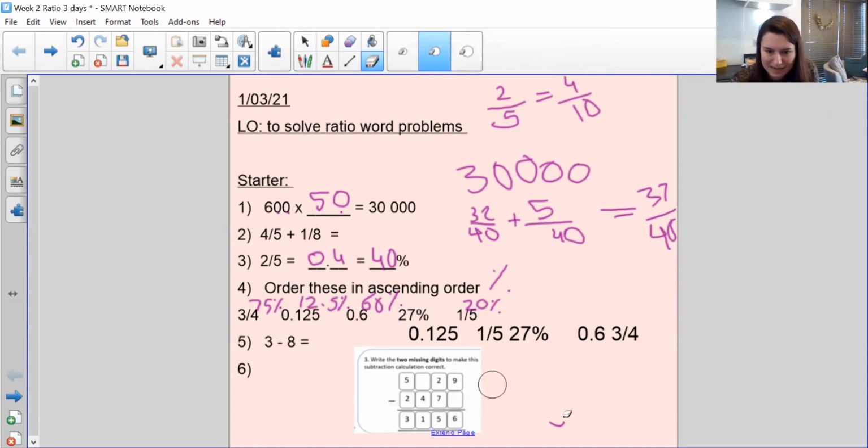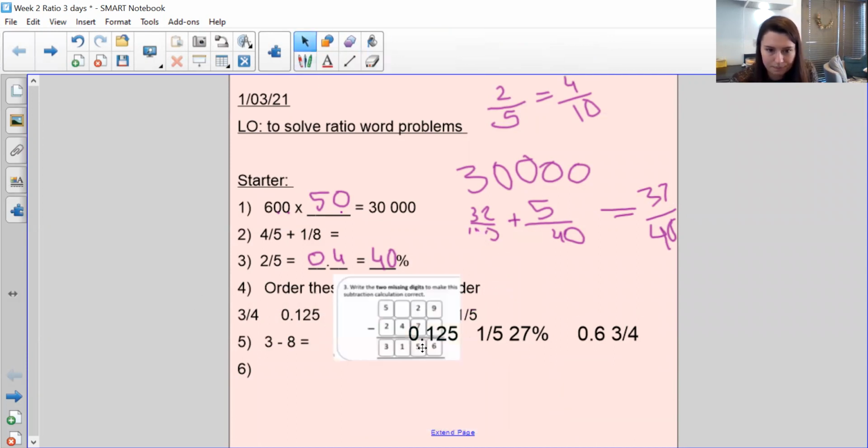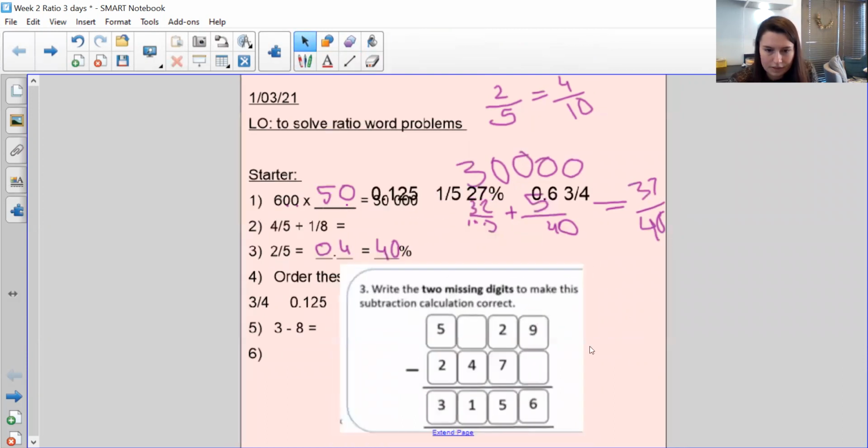Right, let me get myself some space for this last question. Make it a little bit bigger. So write the 2 missing digits to make this subtraction calculation correct. So remember, we work this just as if we were doing this without any missing numbers, starting with the ones.